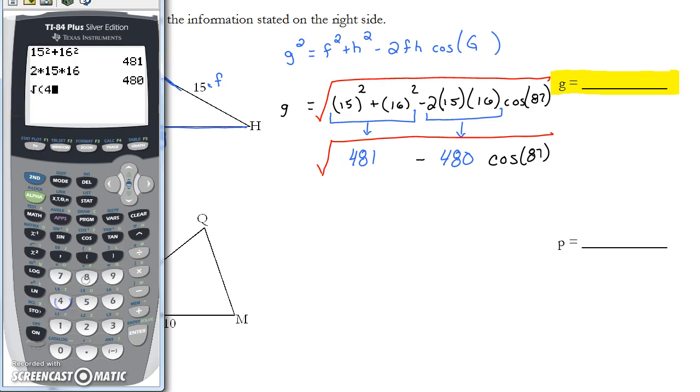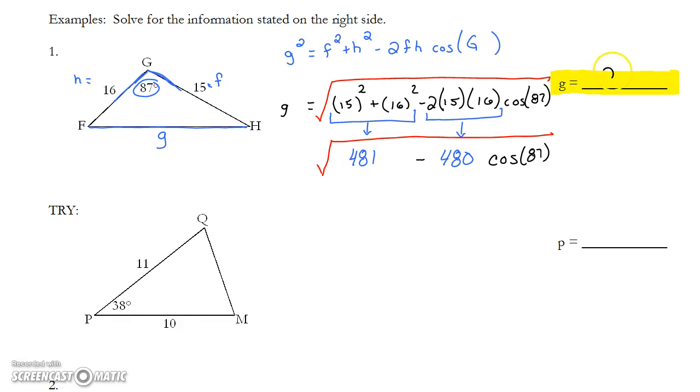And I can type in 481 minus 480 times the cosine of 87. So cosine 87. If it opens up parentheses for you here for cosine, you have to close those. Then close the parentheses for your square root here. Hit enter. I will round it to the nearest tenth because it is a side length. 21.4.